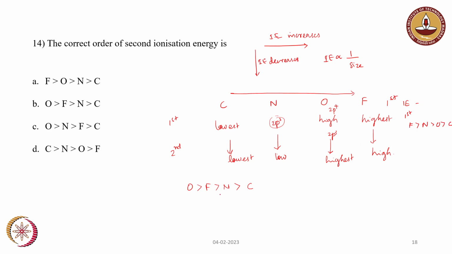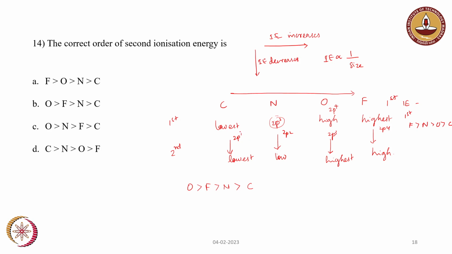But we are asked to find the second ionization energy. So after removing one electron, the configurations will be 2p4, 2p2, and 2p1.